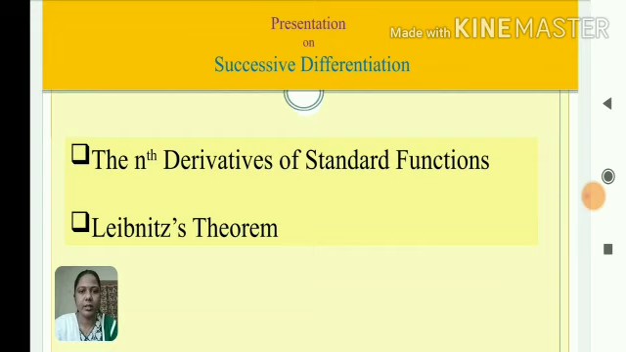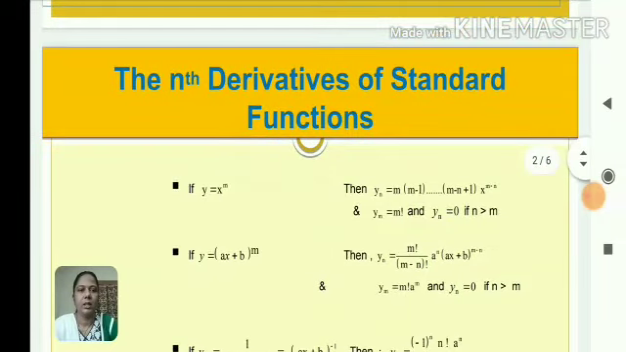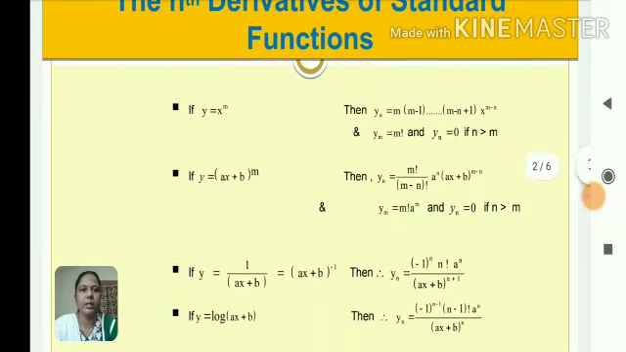I am Dr. Rajeshree. In the last presentation, we have seen the nth derivatives of some standard functions. In this presentation, we'll revise the same and we'll continue with the examples based on the nth derivatives of standard functions.